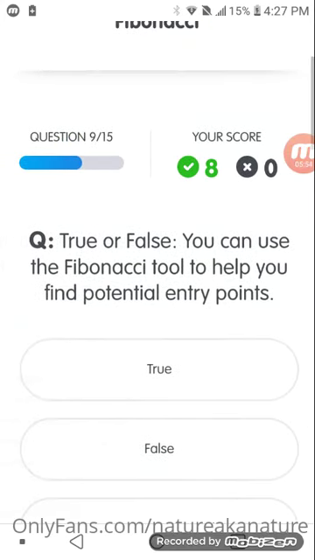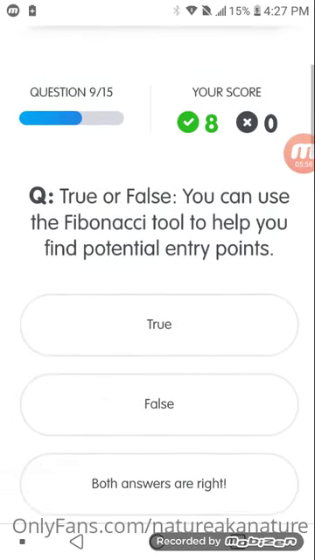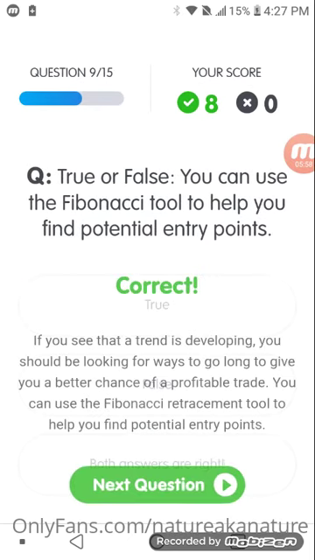True or false: you can use the Fibonacci tool to help you find potential entry points. Yes, true. That's what the Fibonacci retracement is about. Once the price retraces back, you use the Fibonacci retracement to find out when to get in for potential entries, whether it be support entries, to get in off of Fibonacci retracement for support, or resistance entries. That's what the Fibonacci tool is used for, to help you find potential entry points.